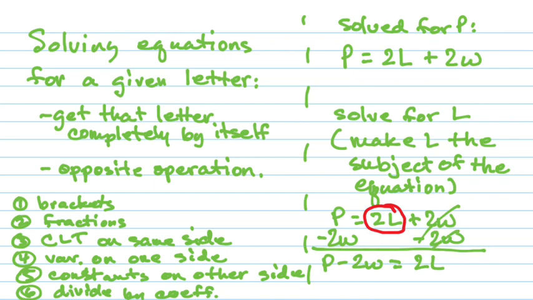But is my L completely by itself yet? No. How is that 2 attached to it? Multiplication. So the opposite of multiply is divide. So I'm simply going to divide both sides by 2. Over here, the 2 will divide away, gives me my L by itself. Isn't that what I wanted? And on this side, I'm left with P minus 2W over 2.